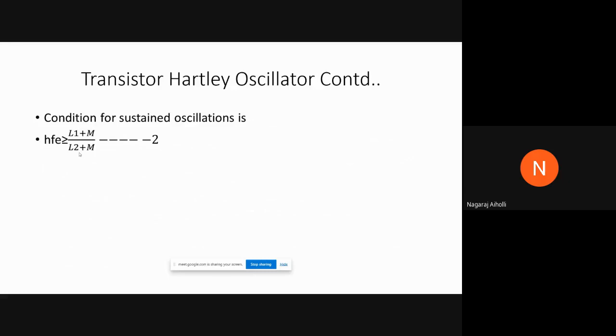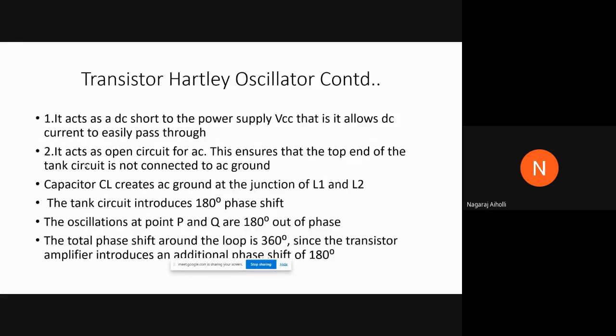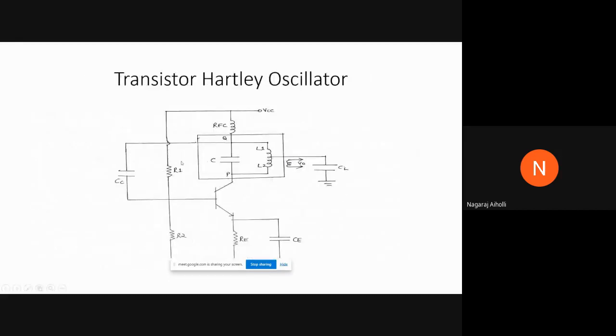If we neglect the mutual inductance, then the condition for sustained oscillations or stable oscillations is given by HFE is greater than or equal to L1 by L2. Fine, students. So in the examination, the possible question on the transistor Hartley oscillator may be: explain the working of transistor Hartley oscillator with a neat diagram. Then you all have to draw the circuit diagram and explain the working of the transistor Hartley oscillator.